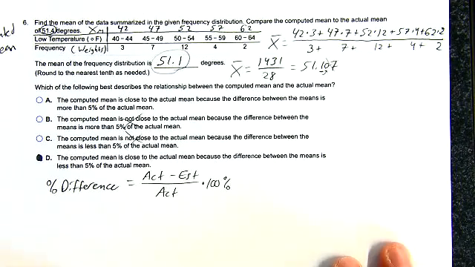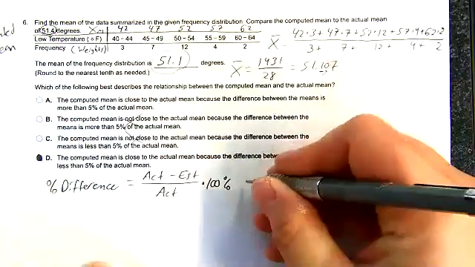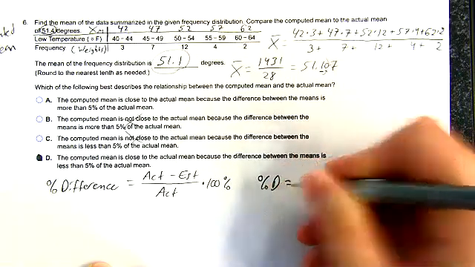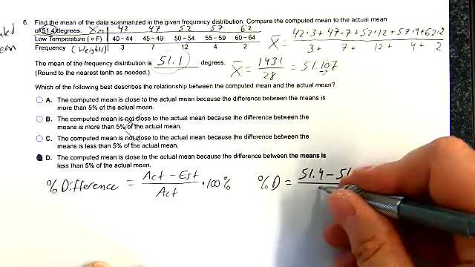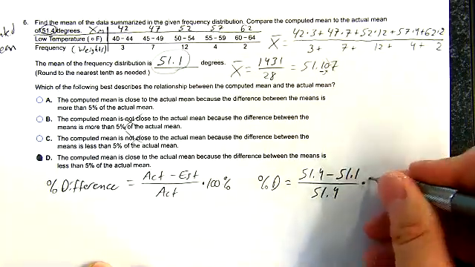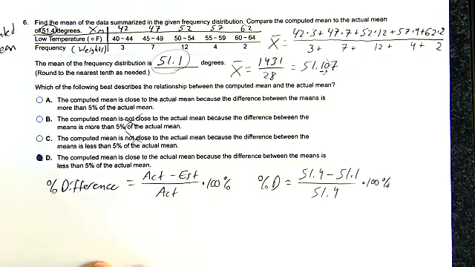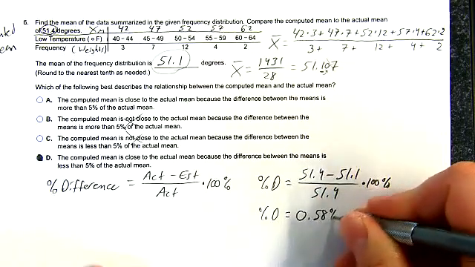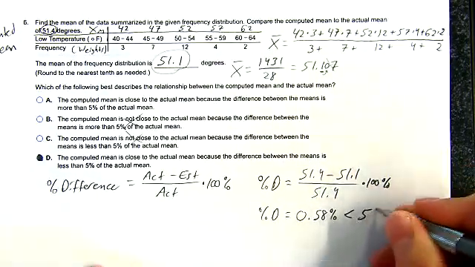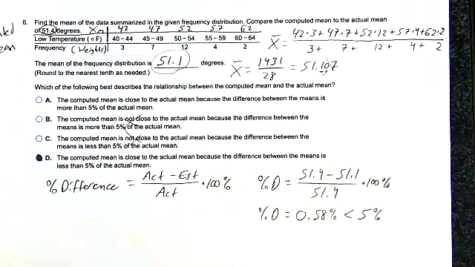For our problem, the actual was 51.4. Our estimate was 51.1, divided by 51.4 times 100%. If you do this calculation for this problem, you will get the percent difference is equal to 0.58%, which is much smaller than 5%. So clearly this is a problem where this math works out just fine.